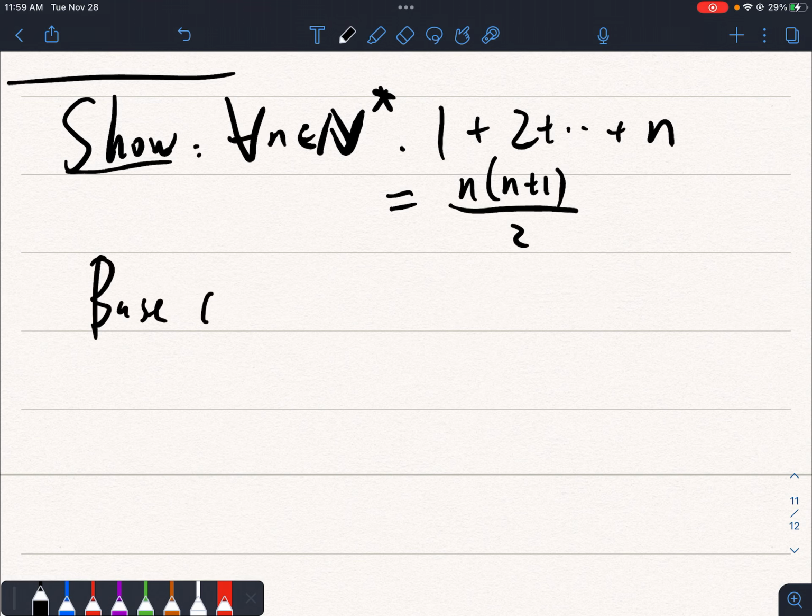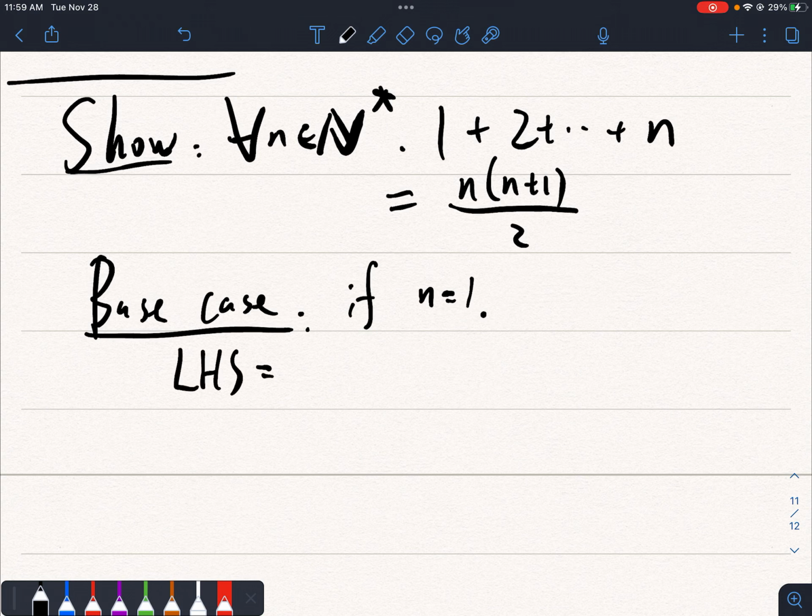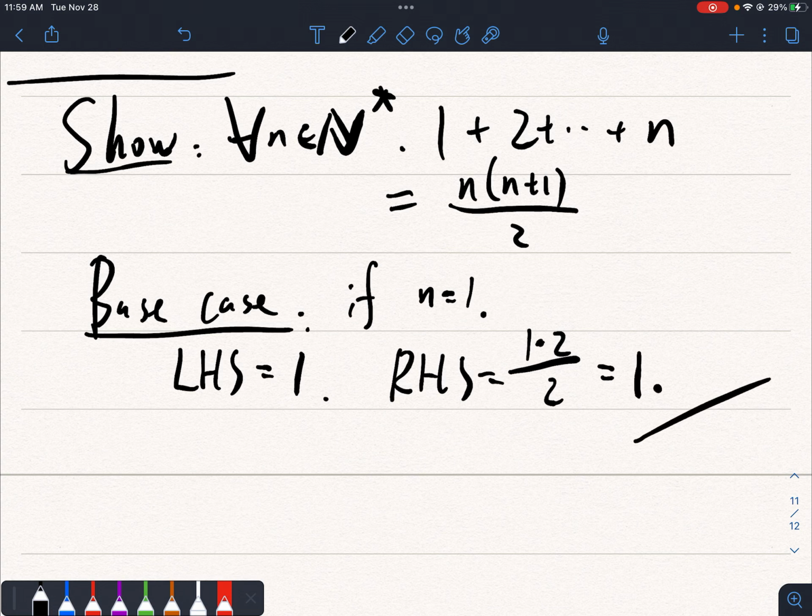So first, the base case is that if n is 1, then we evaluate both sides. The left hand side is simply one term, which is 1. And the right hand side is 1 times (1 plus 1), which is 2, divided by 2, which is 1. So both sides coincide, so this is true for the base case. Okay, and now let's do the induction step.